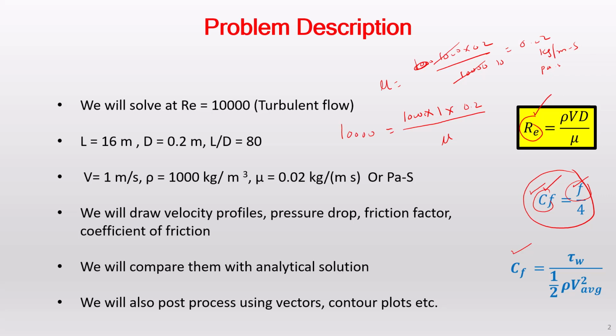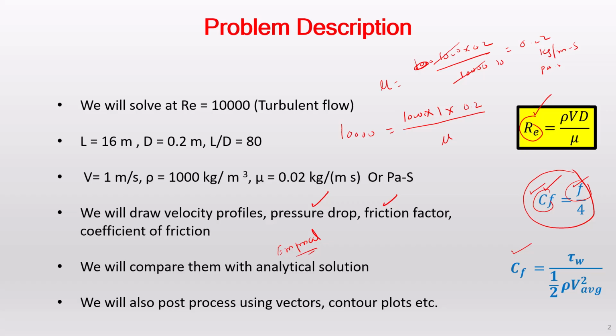And we will draw the same velocity profiles, pressure drop, friction factor, and the coefficient of friction, but this time they will be entirely different as the physics is now different. And we will compare them not with the analytical solution but with the empirical. So what is empirical? Empirical is data from experiments that is correlated, and we fit curves on those data points and we get the equations. From those equations, when I put in any value for the given Reynolds number, I can get the value of those parameters. And definitely we will post-process the results as well.